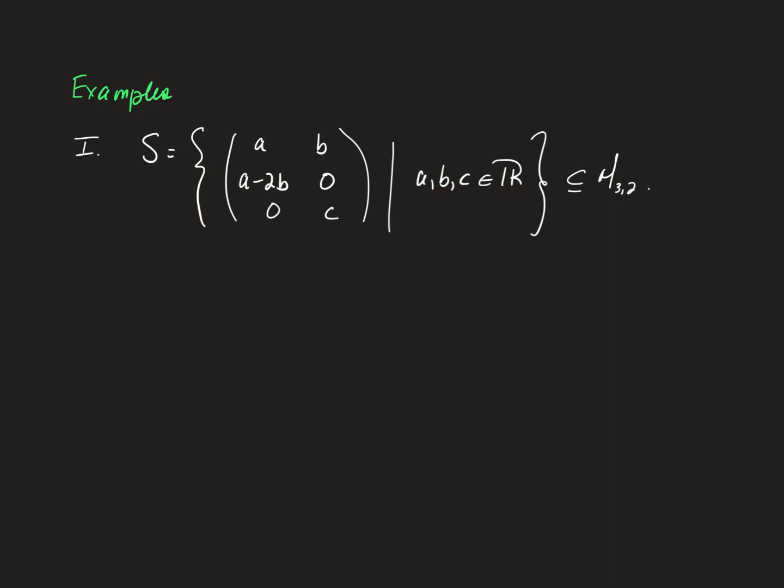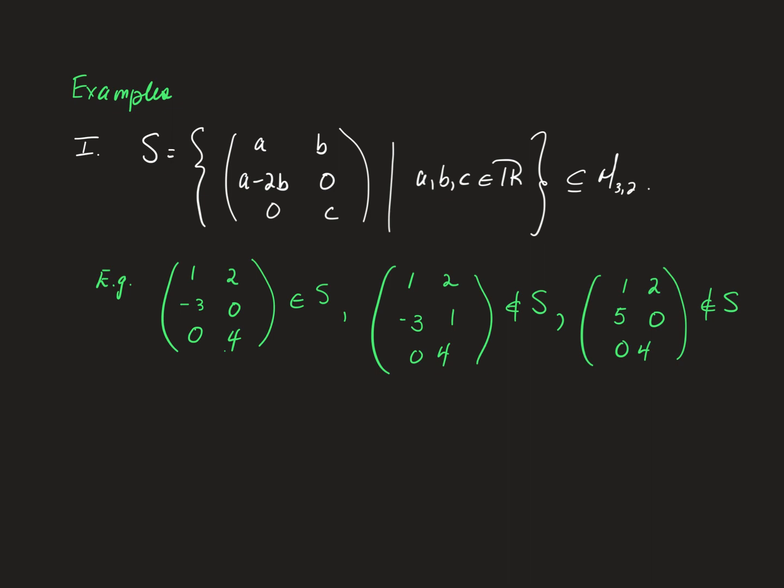In this video, I'm going to do two subspace examples. In the first example, I've got this subset of the vector space of 3 by 2 matrices. Now first, let's make sure we understand what it means to be an element of that set.